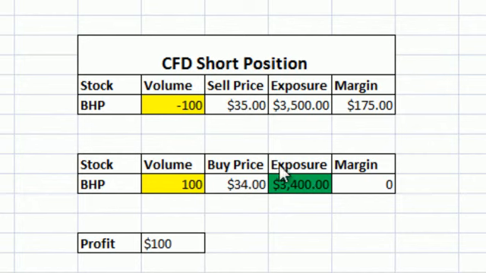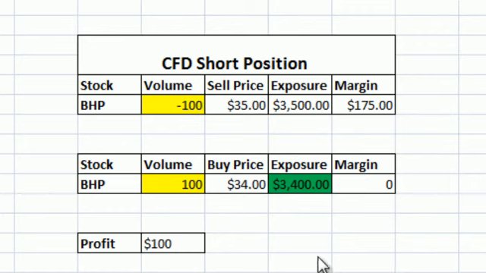And you can see there, obviously the value or your exposure is less because the price of BHP has dropped, but that's precisely what we want because we're selling at a higher price, buying back at a lower price. And in this case, once we've bought back the 100, our margin is zero because we're going to be net zero BHP, and the profit from that was $100.